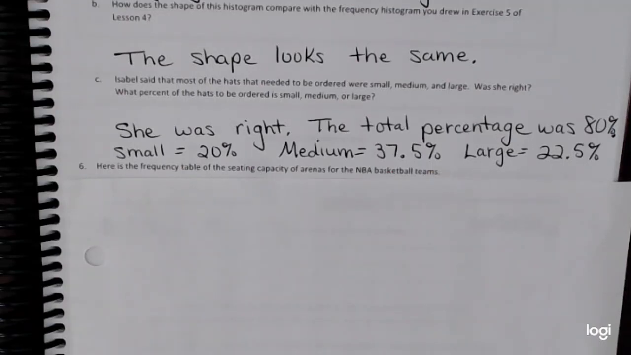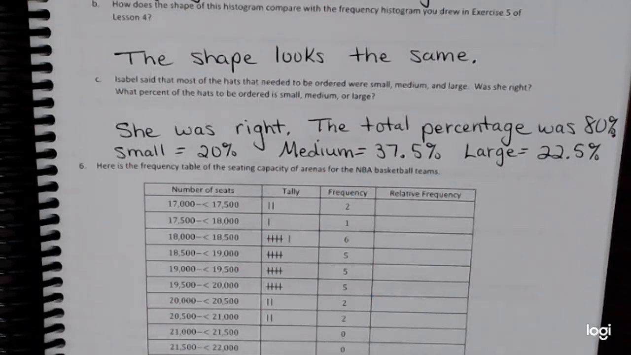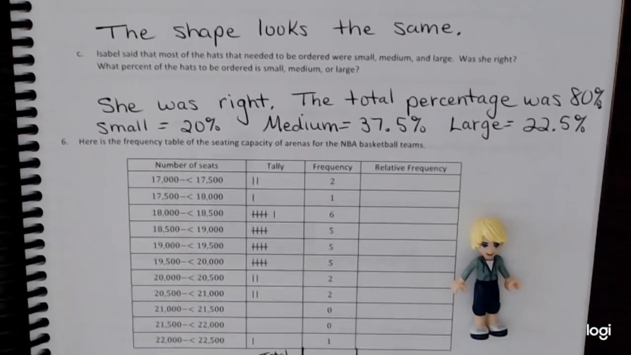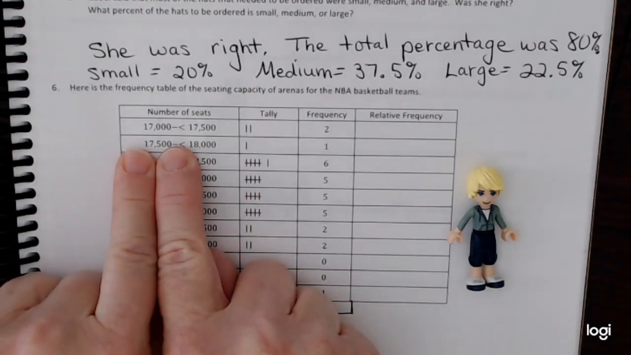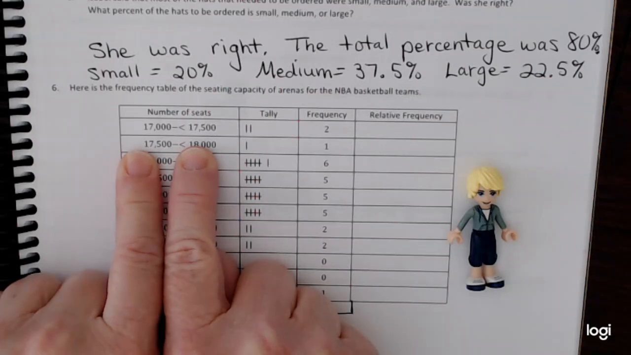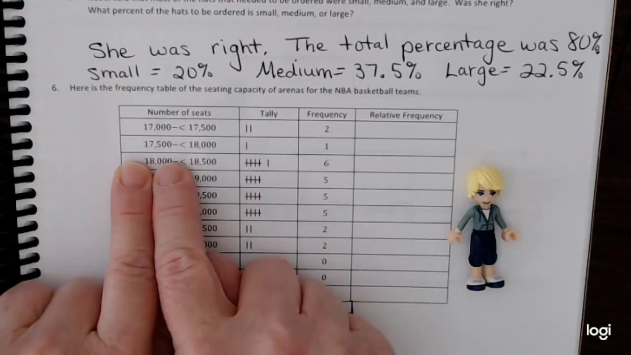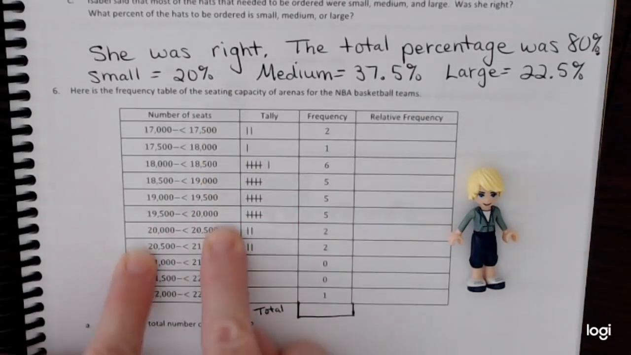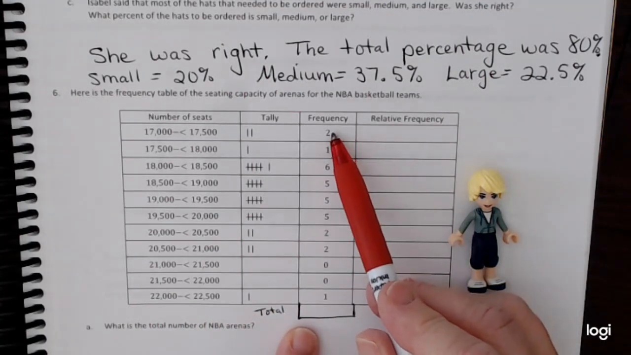All right, so now we're going to look at a different table. The table we have down here says, here's the frequency table of the seating capacity of arenas for the NBA basketball teams. Pretty interesting since we can't watch them right now. We will notice that some of the arenas can seat from 17,000 up to less than 17,500. There were 2 arenas, a frequency of 2. We have number of seating all the way down till we get to less than 22,500. Tally marks have been made. Frequencies have been filled in.